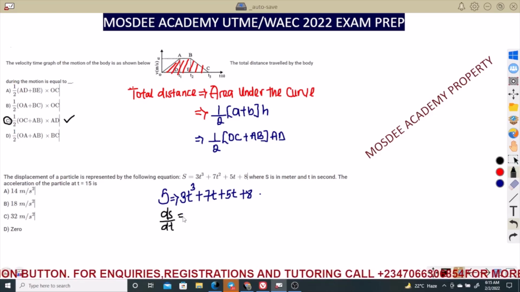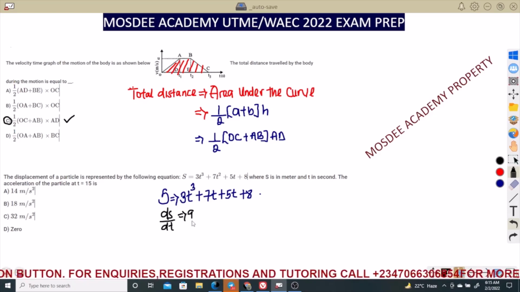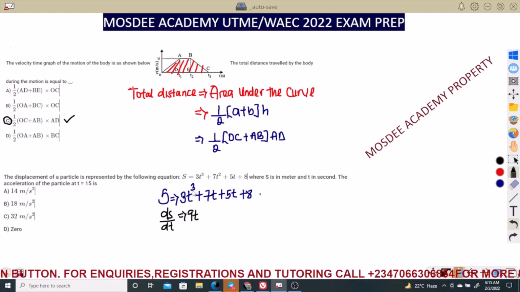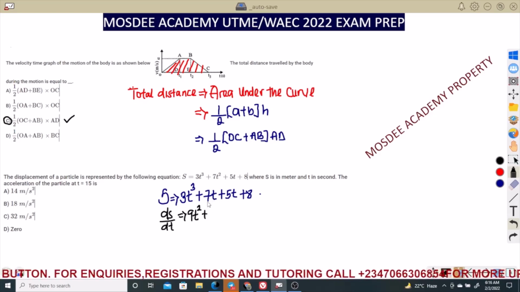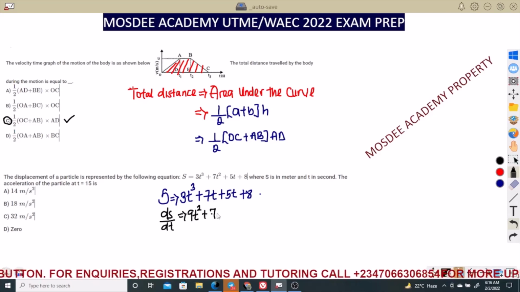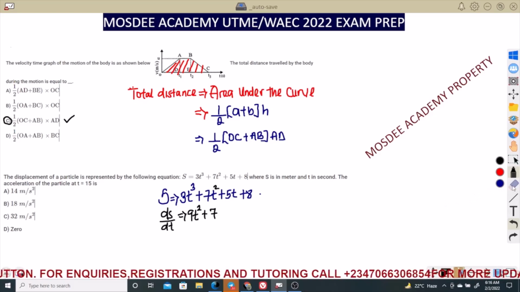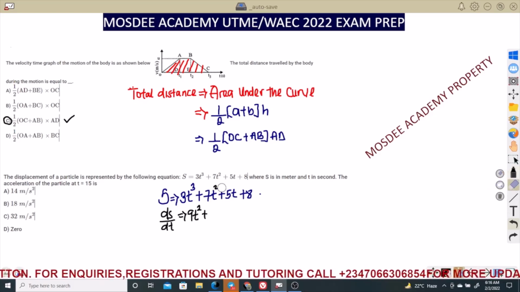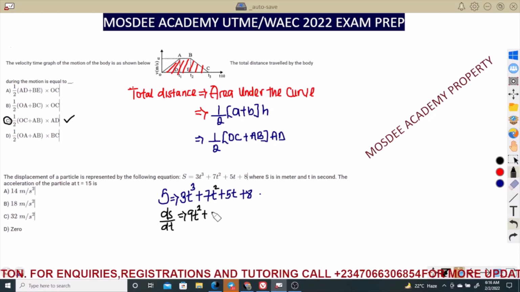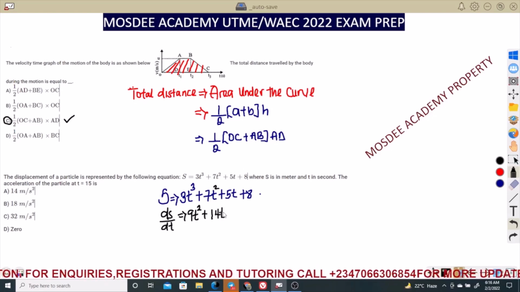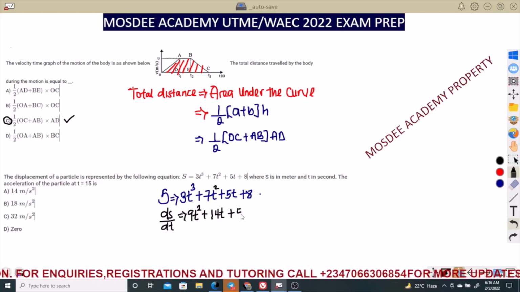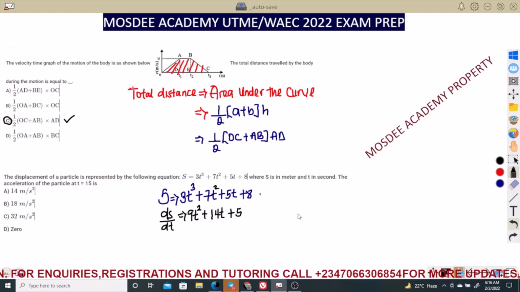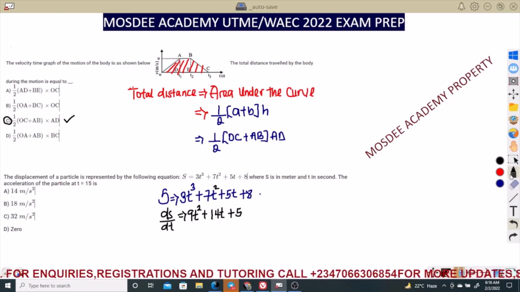From your knowledge of differentiation, 3 times 3 is 9t. Subtract 1 from the power, you have a square. When the power is 1, just pick the number beside it. This is 7. The same thing here, there is a square, so I have to follow the line of the question. It will be 2 times 7, which is 14, then subtract 1, you have t. Plus 1 times 5 is 5. And when you differentiate a constant, it is equal to 0.